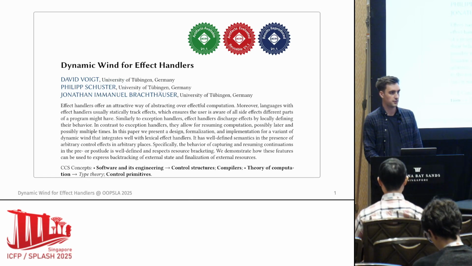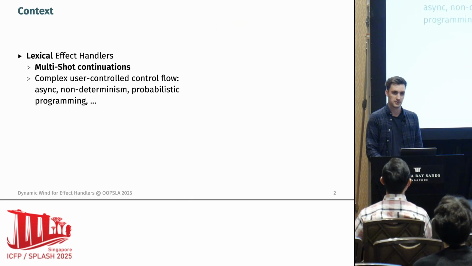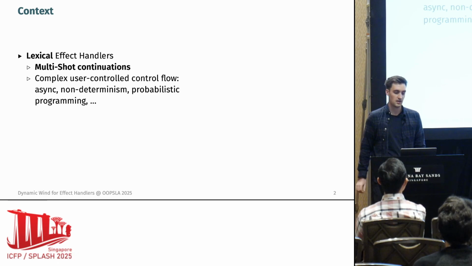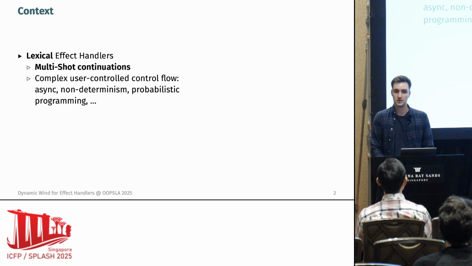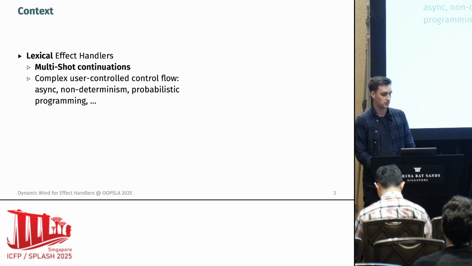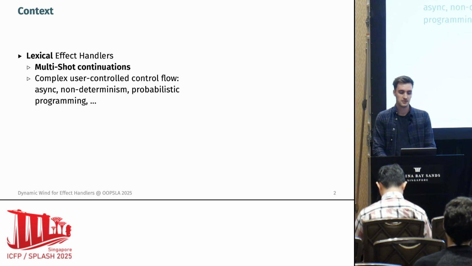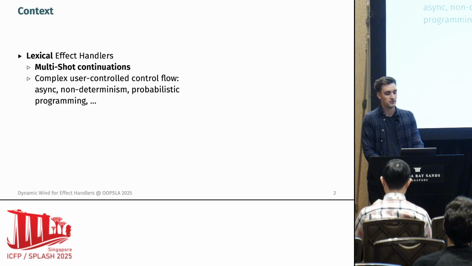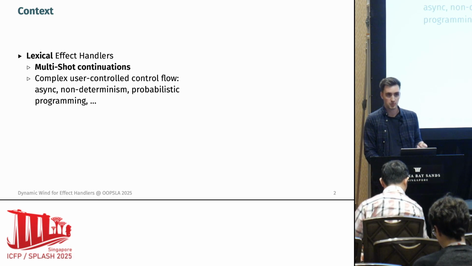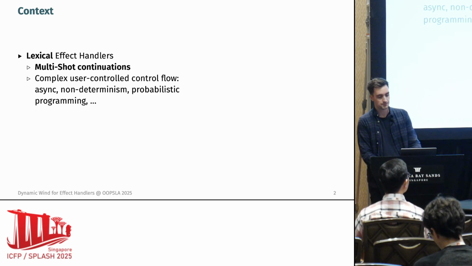Okay, before going in deeper, I want to give you some context. The context switch might be easier for you. I'm in the fortunate position that we already had a great talk about effect handlers, but I'm still going to give you a short summary. We are in the context of lexical effect handlers. We have multi-shot continuations, and with these tools we can model complex control flow, for example, asynchronous programming, non-determinism, probabilistic programming, and many more things.